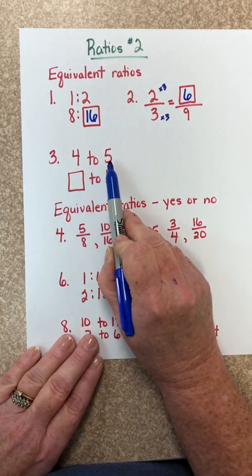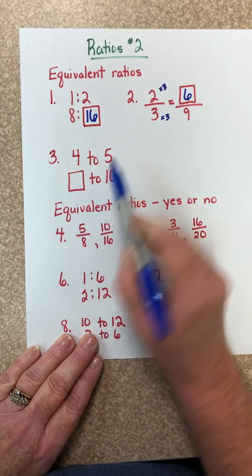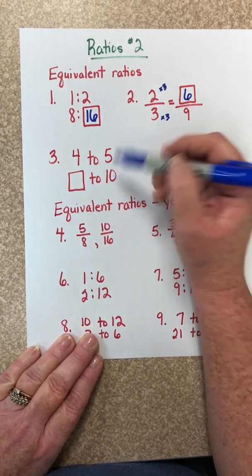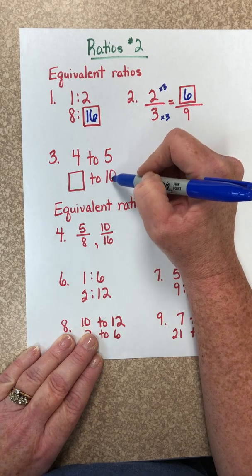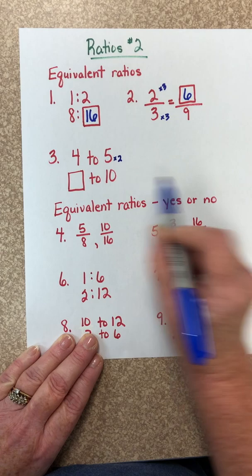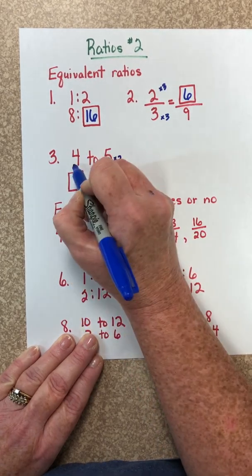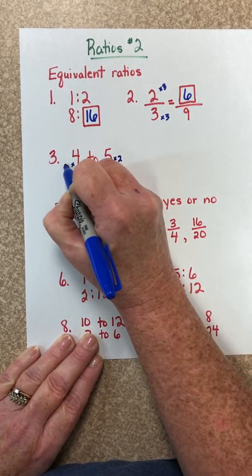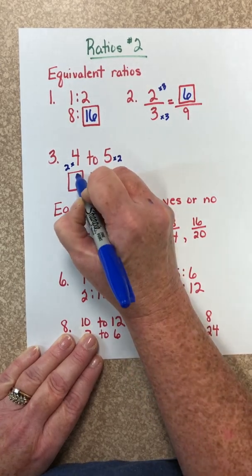4 to 5, and then what to 10? Okay, let's go with 4, 5, and 10. What do I do to 5 to get to 10? Well, I times by 2. So I need to do the same thing to the 4. Times by 2. So what's 4 times 2? 8.